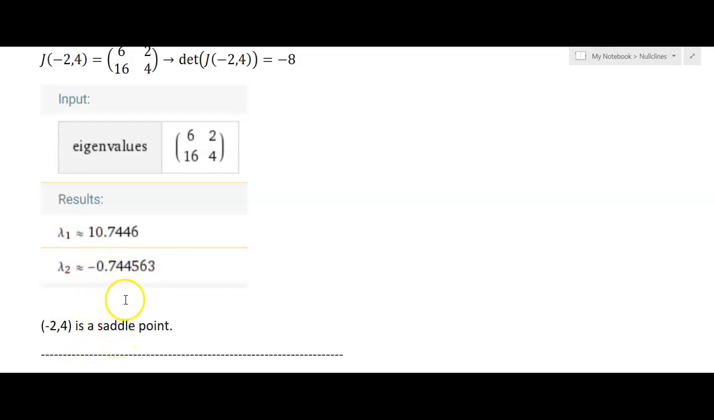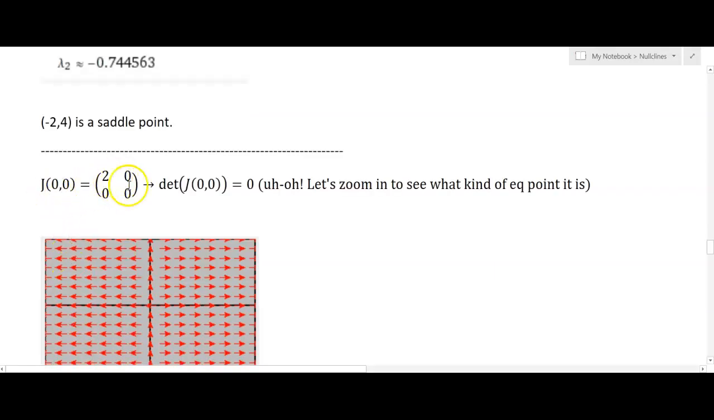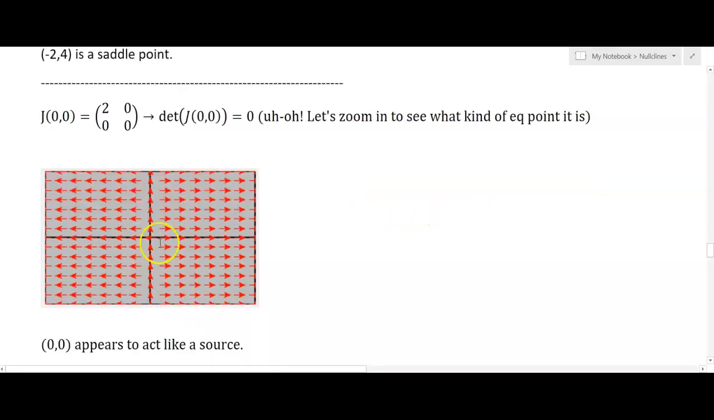So trajectories will never end up at the point (-2, 4) unless they start there. Now (0, 0) gives us this matrix, and the determinant of that is 0, since 2 times 0 minus 0 times 0 is 0, and that's an uh-oh moment. We can't really proceed to find the eigenvalues because we failed part of the theorem, so the theorem is going to be inconclusive. So one thing we can do is to zoom in and see what's going on.